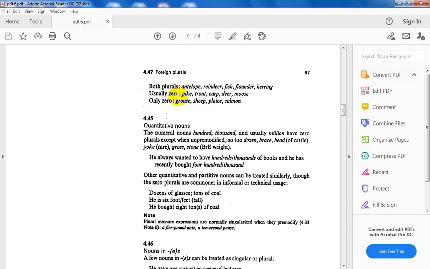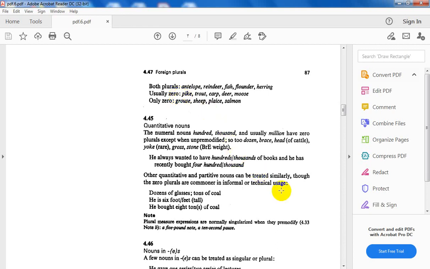Pike, trout, carp, deer, moose. Only zero. Now there is no discussion. Grouse, sheep, lice, salmon, they are all with zero plural.